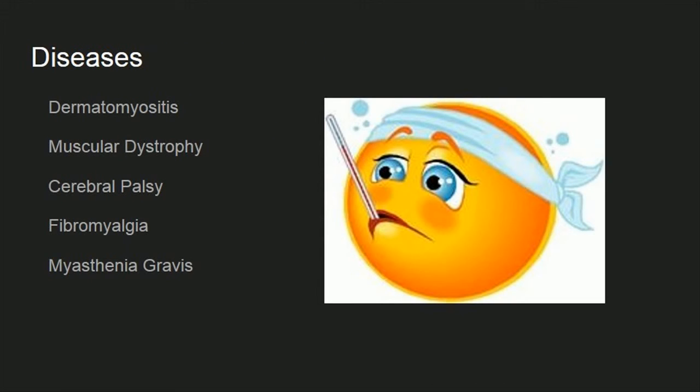Dermatomyositis is a rare inflammatory disease. Common symptoms of dermatomyositis include a distinctive skin rash, muscle weakness, and inflamed muscles. Muscular dystrophy is a group of muscle diseases that cause the damage of muscle fiber. Symptoms include weakness, immobility and imbalance.